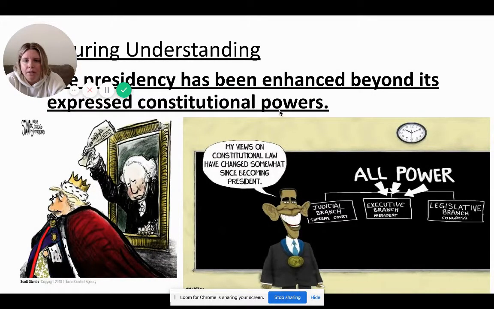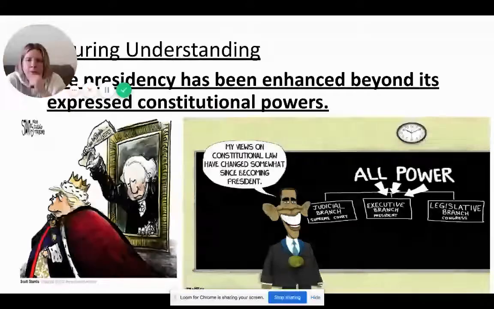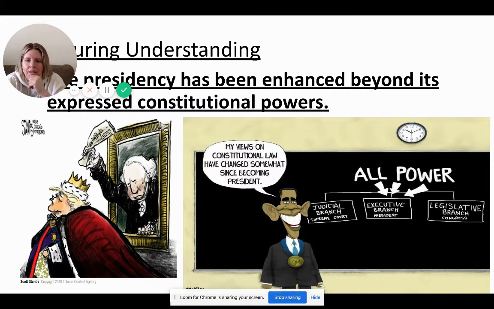Okay, enduring understanding: the presidency has been enhanced beyond its express constitutional powers. So yeah, for sure, just knowing that the president's doing more than the founders probably initially intended. One of the things I love about this is you see political cartoons where we see presidents trying to become kings. That's a common thing I see in political cartoons. Or this one with Obama.